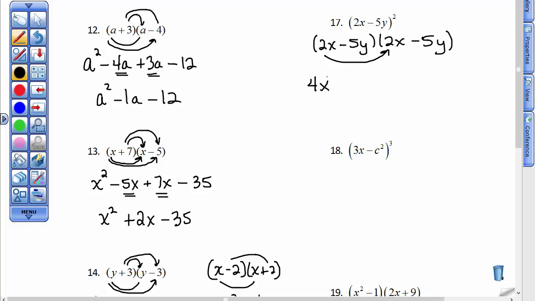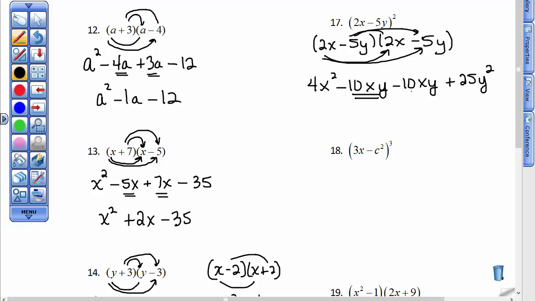This part's usually not a problem. You'll get a 4x squared. But it's this right here. 2x times a minus 5y is a minus 10xy. And right here you have another minus 10xy. So those will combine in a minute. And then this minus 5y times a minus 5y is a positive. 5 times 5 is 25, and y times y is y squared.